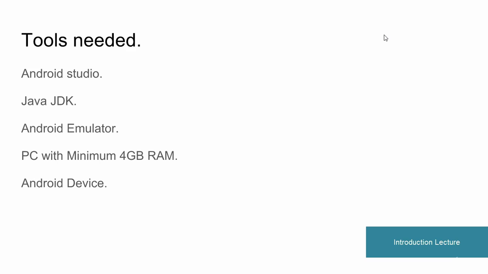Now I would also like to mention that for this course you will need a PC with a minimum of 4 GB of RAM so that you would be able to run the emulator efficiently. And if you have a PC with less than 4 GB of RAM, then I would recommend you to run your applications on an actual device. Also you need to have an Android device. Some of the applications which we are going to write, we are going to run exclusively on our device. So make sure that you have an Android device with you so that you could run some of the applications we are going to discuss.